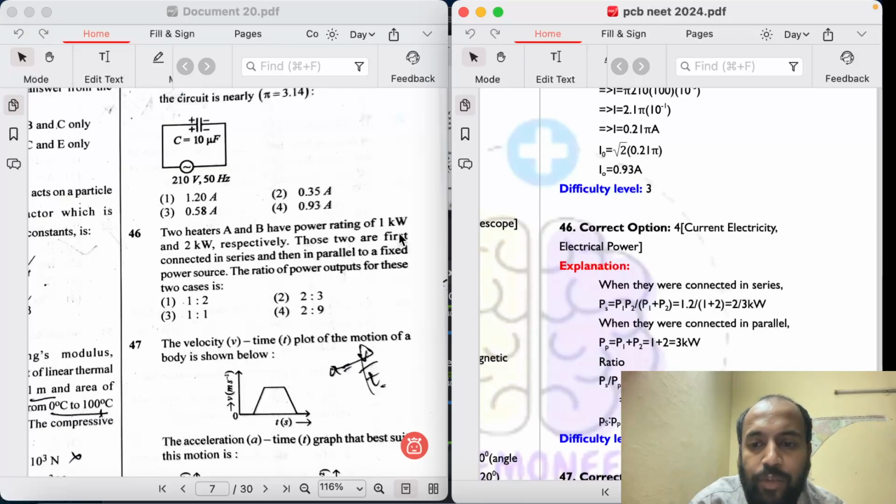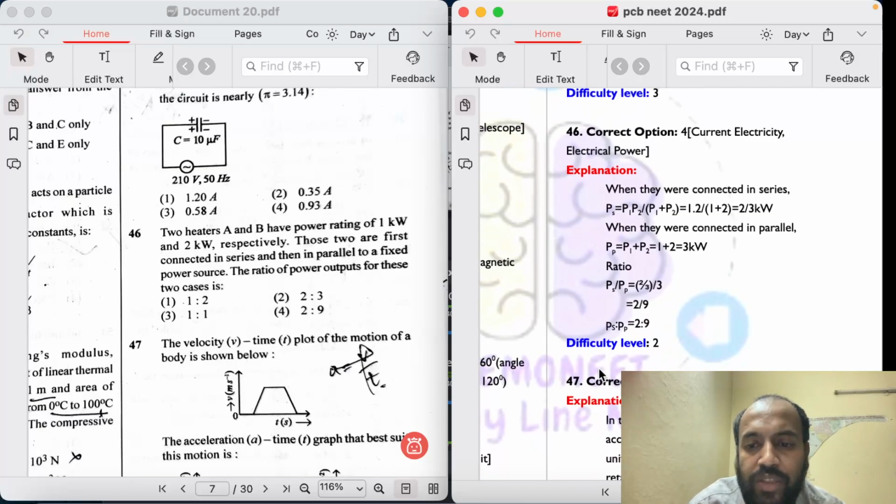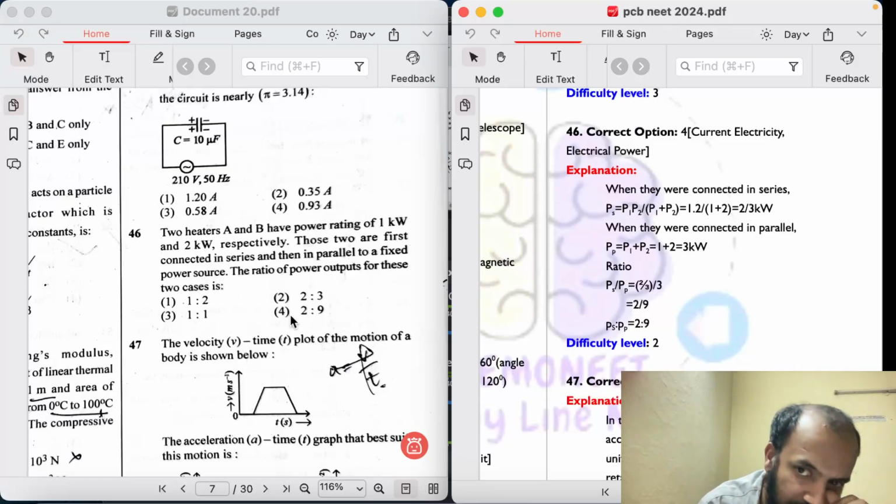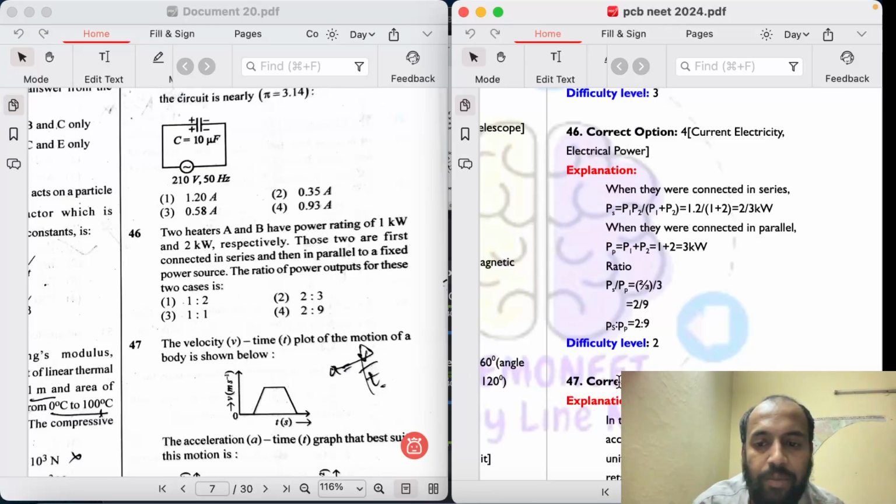The powers are given to be 1 kilowatt and 2 kilowatt, so you can directly take it to be 1 into 2 by 1 plus 2, that is 2 by 3 kilowatt. Now when they are connected in parallel, the powers are added, so P1 plus P2 is equal to 3 kilowatt. Now I can easily find the ratio of P series by P parallel, which is equal to 2 is to 9. So the right answer would be option number 4, 2 is to 9. This is from the current electricity chapter.